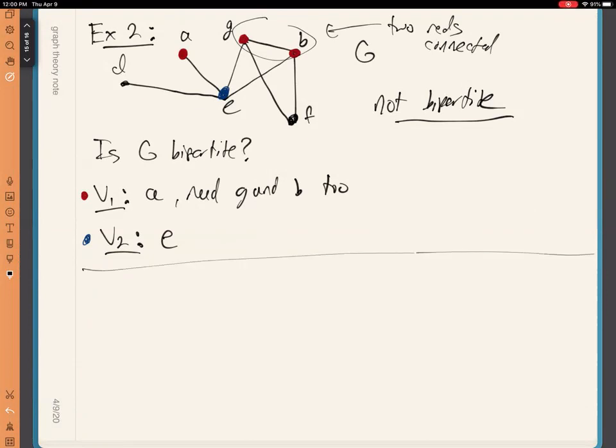And so in general, if you're given a graph and you need to check if it's bipartite, this is how you should do it. If it helps to use colors, you should use different colored pens or something like that to keep track of everything.